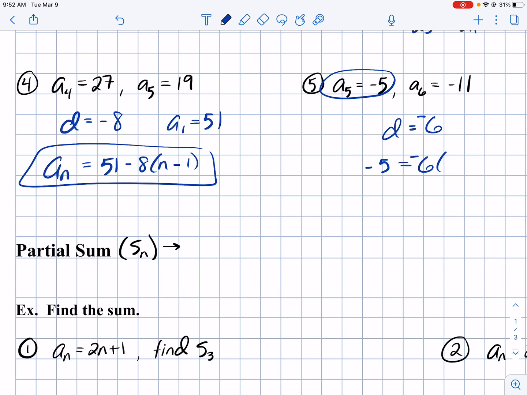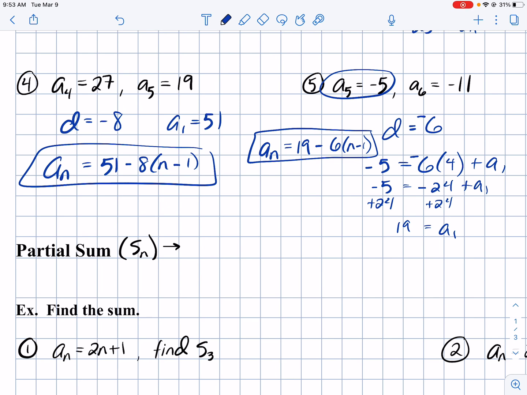Equals a -6 times 5 minus 1, which would be 4, plus your first term, so we get -24 plus a sub 1 equals -5. Add your 24 over. You get a first term then of 19. So your equation was a sub n equals 19 minus common difference of 6 times n minus 1.